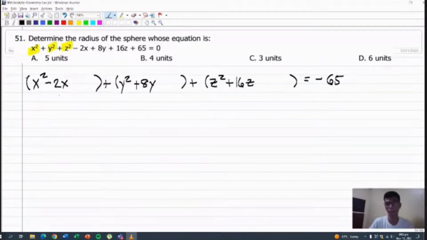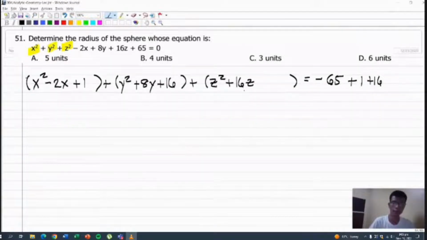So, 2 divided by 2 is 1. So, 1 times 1 is 1. So, plus 1 sa left, plus 1 sa right. 8 divided by 2 is 4. And then 4 times 4 is 16. So, kaya plus 16 sa left, plus 16 sa right.